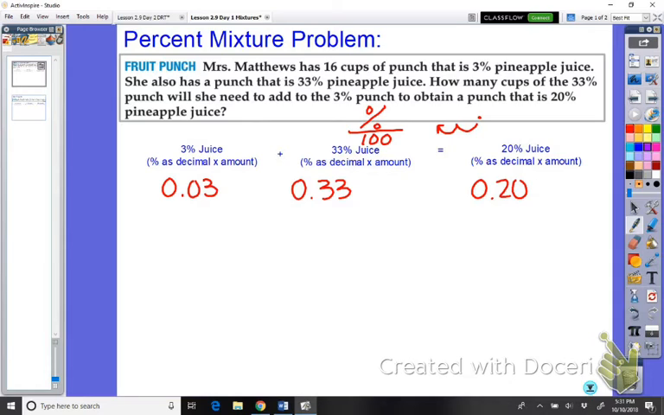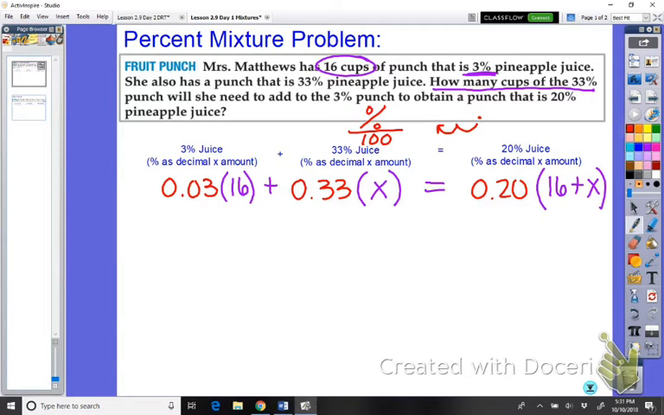We're going to multiply each one of those by the amount. So it talks about having 16 cups of the 3%. So that's the amount here, plus. It says how many cups of the 33%. So I don't know, so we can say x equals. Now remember, this is a combination of the two amounts together. So this is 16 plus x. And then we're just going to simplify this equation and solve for x.